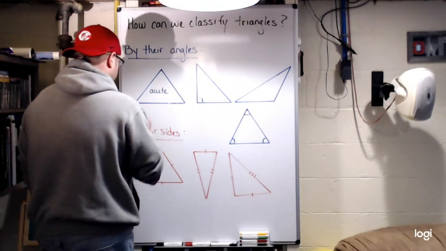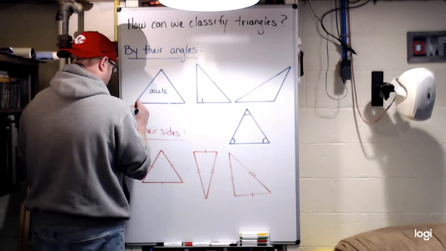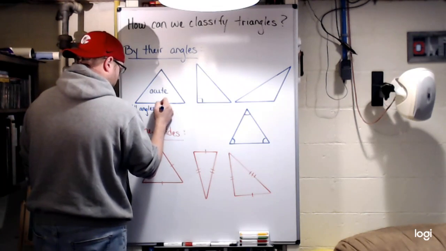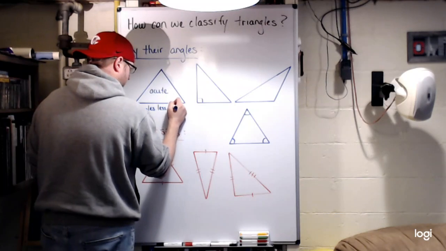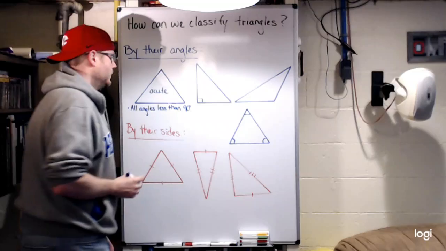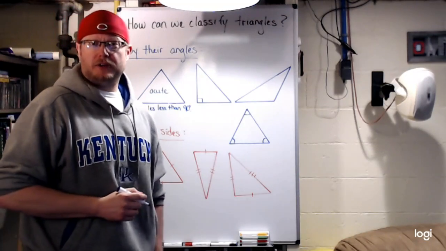So if you want the definition, we can say all angles less than 90 degrees. Okay, so that's the definition of an acute triangle.